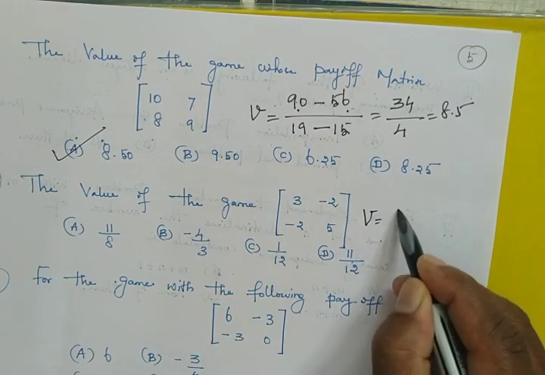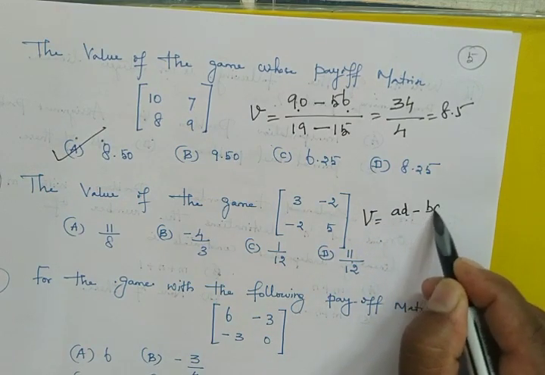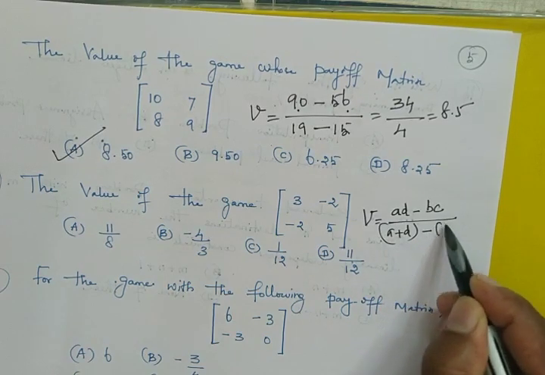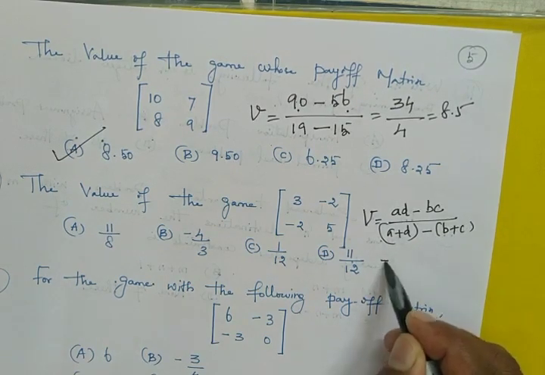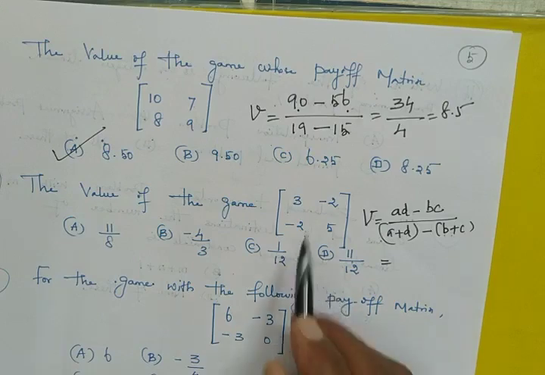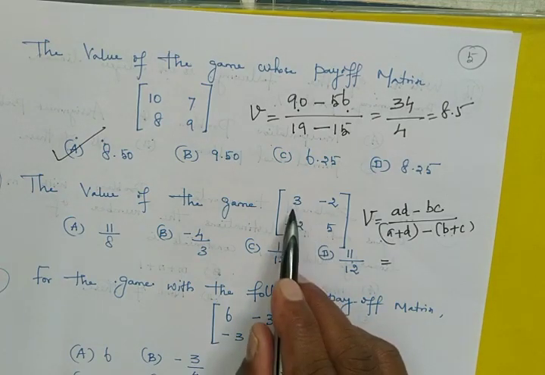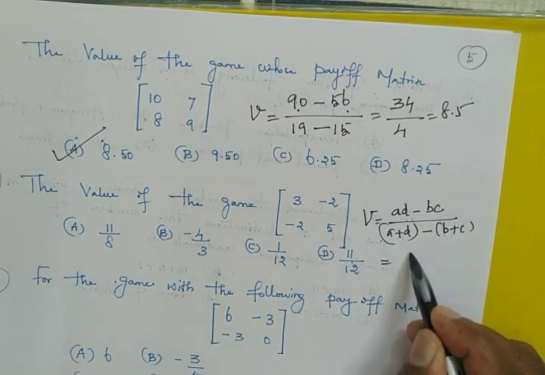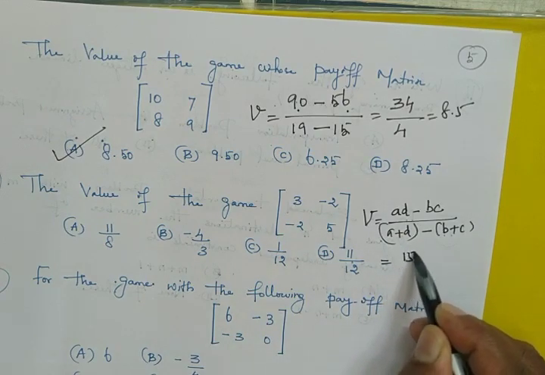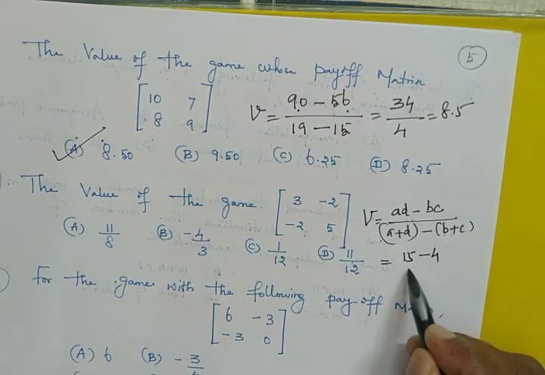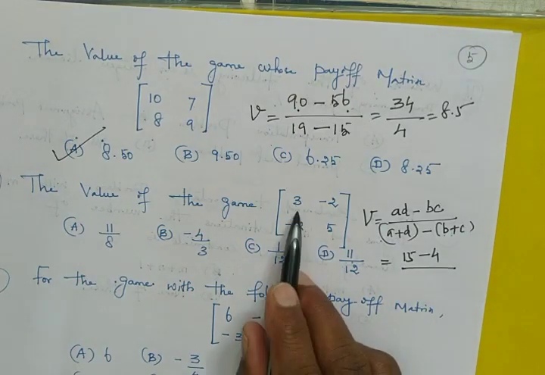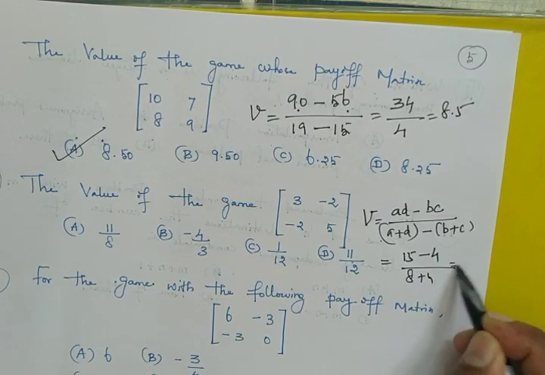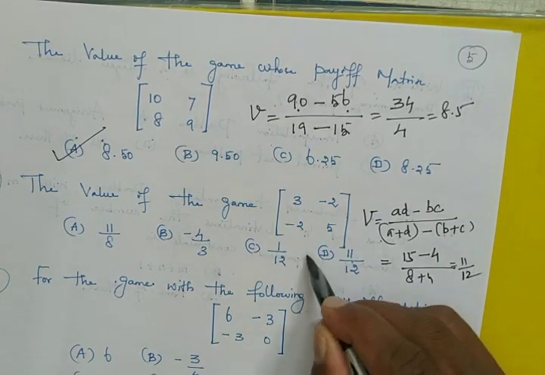V equal to what? AD minus BC divided by A plus D minus B plus C. So applying the same concept here. 3 into 5, and 15 minus minus 4 plus 4, divided by the addition of this, 8 and plus 4, that becomes 11 by 12.